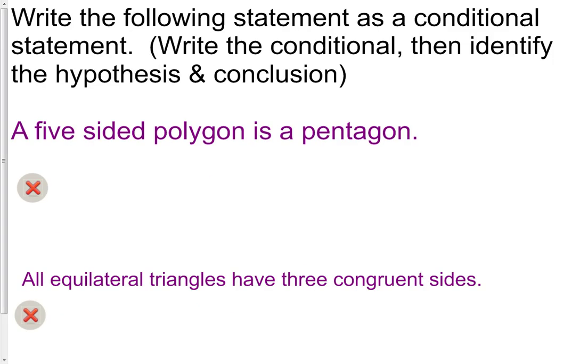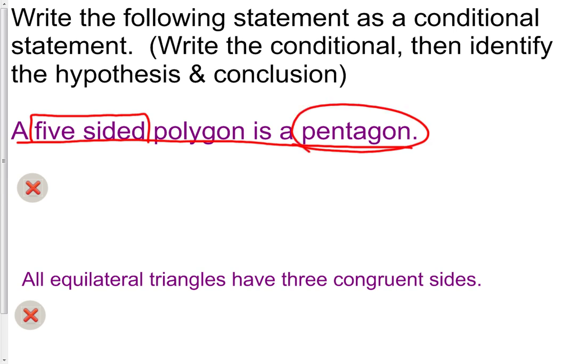All right, we'll finish with this. Write the following statement as a conditional statement, which means in if-then form. Write the conditional, then identify the hypothesis and the conclusion. So a 5-sided polygon is a pentagon. So we want to write this in if-then form. So if a figure has 5 sides, or if a polygon has 5 sides, then it is a pentagon.